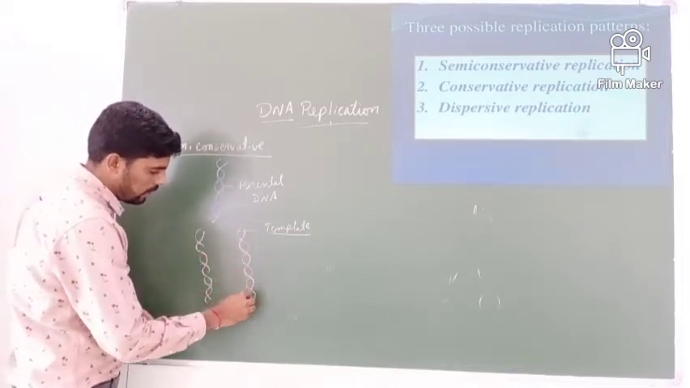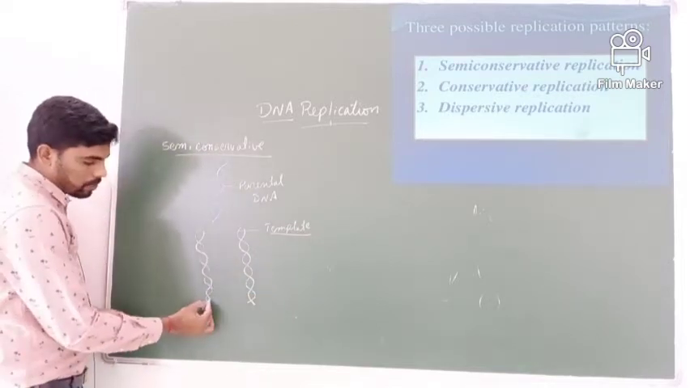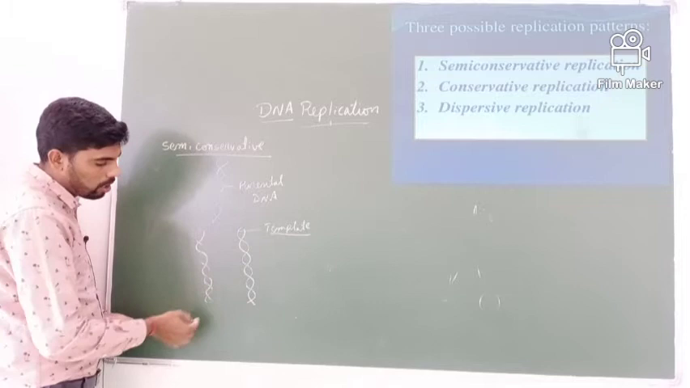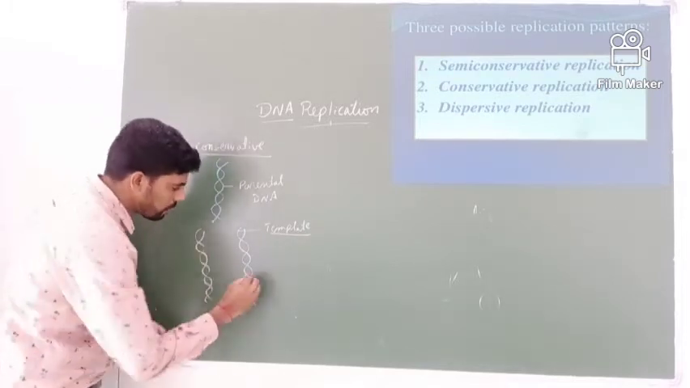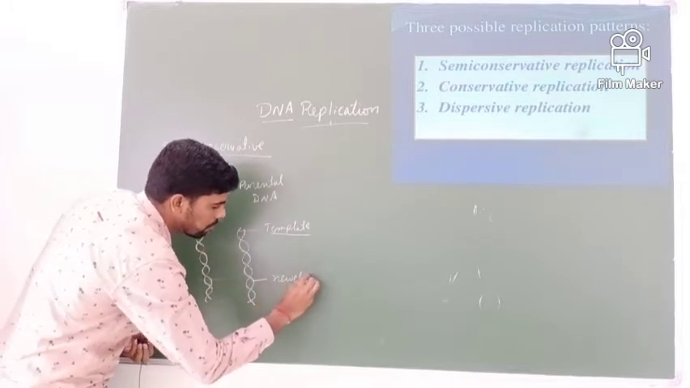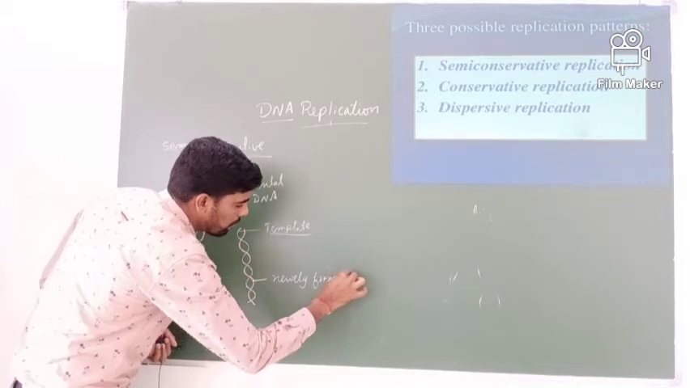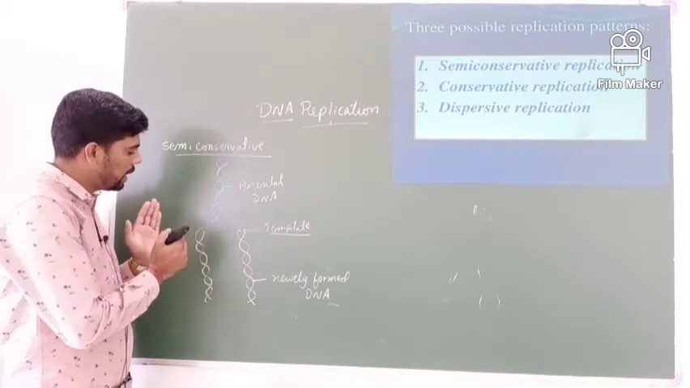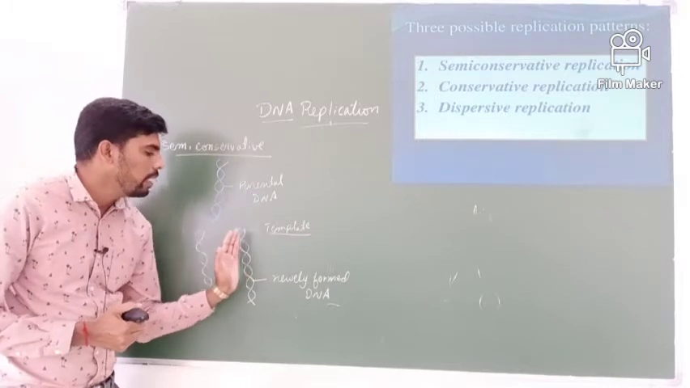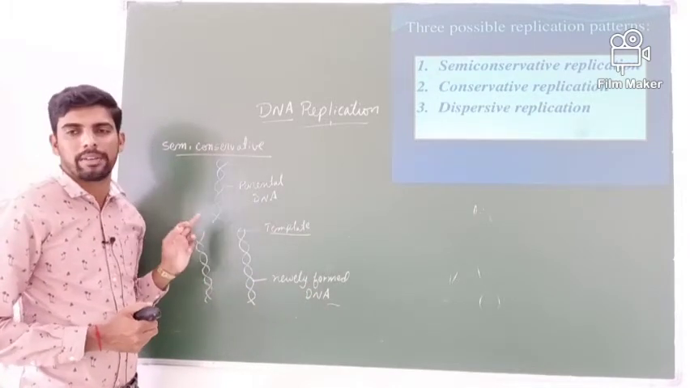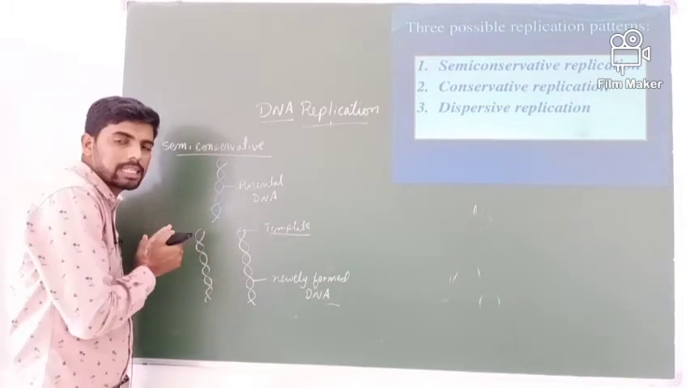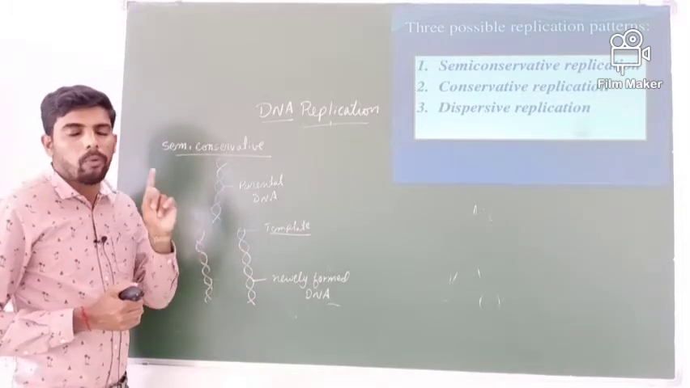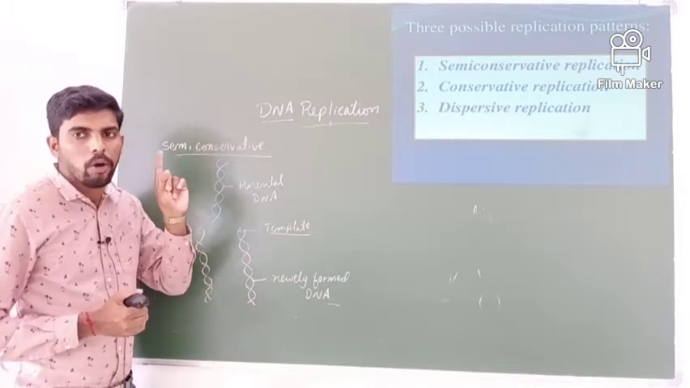Look at the semi-conservative type. In each daughter DNA, one strand will be parental and the other one will be newly synthesized DNA. That means half of the DNA will be parental and half will be newly formed, hence it is called semi-conservative. Half is conserved, the parental half, and the remaining half is newly synthesized, hence the name. This is one of the ways of DNA replication.